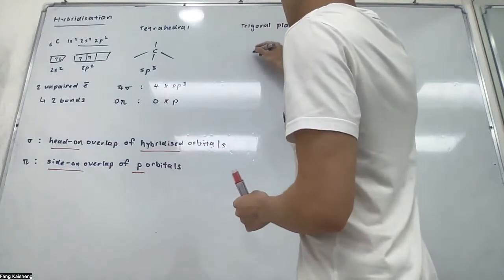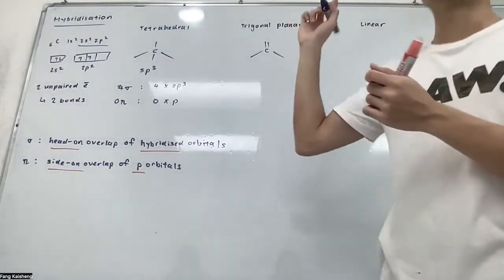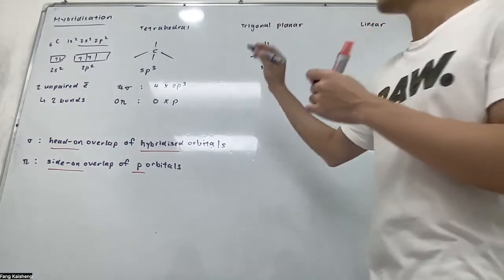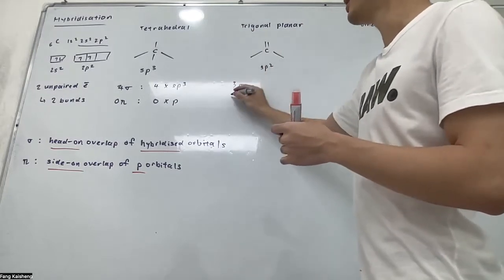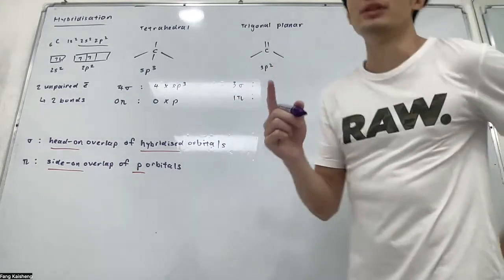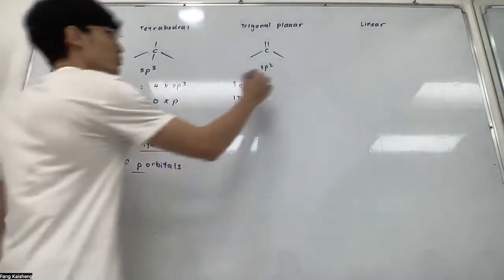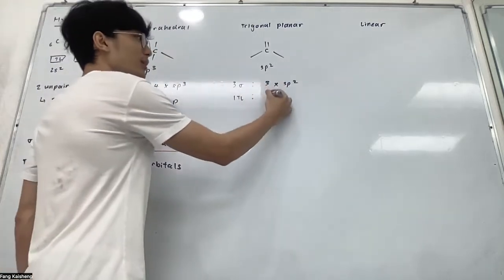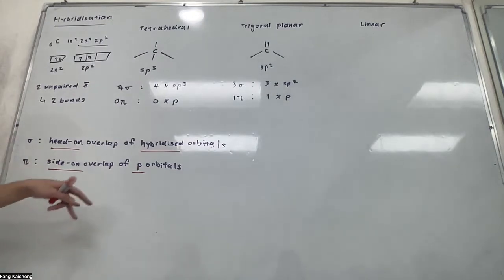For our trigonal planar shape, we have this here. Can we list down the hybridization first? sp2, and sigma and pi, how many? 3 sigma and 1 pi. Good. If there are 3 sigma bonds, that means the carbon has 3 sp2 hybridized orbitals. And then finally, 1 pi means you have only 1 p orbital that doesn't participate in the hybridization, the unhybridized one.